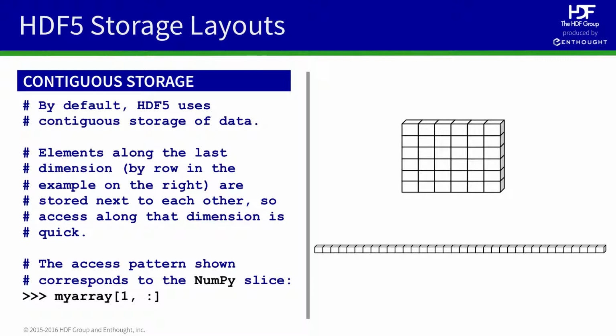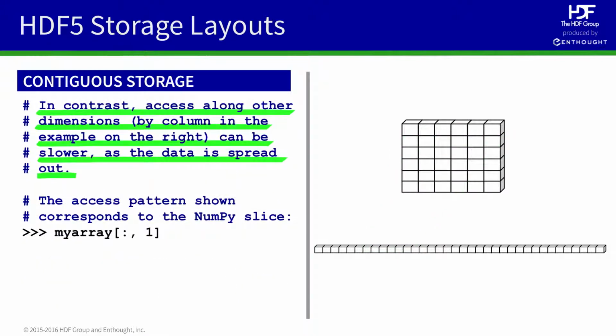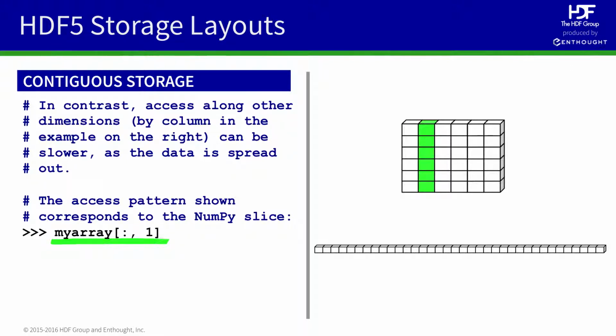For example, if we were to access row 1 of a particular array, that would correspond to a series of elements all lying near each other on the disk. It is much more efficient to access data that is close together on disk, and so iterating over the last dimension would be very fast. In contrast, we can imagine trying to access all the rows for a particular column. That would correspond to this kind of access pattern, and the corresponding elements would be spread throughout the entire dataset on disk. So, when using contiguous storage, it's important to keep in mind that all else being equal, access along the last dimension is preferred.